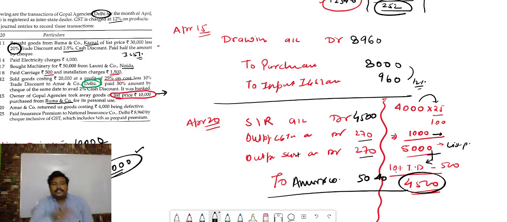And the last transaction 25 you have to do by yourself. One thing you remember, on the prepaid amount GST will not be chargeable because prepaid is a matter of next year. So next year GST will be set off on that. So on prepaid and premium, GST will not be chargeable. Other you do by yourself.